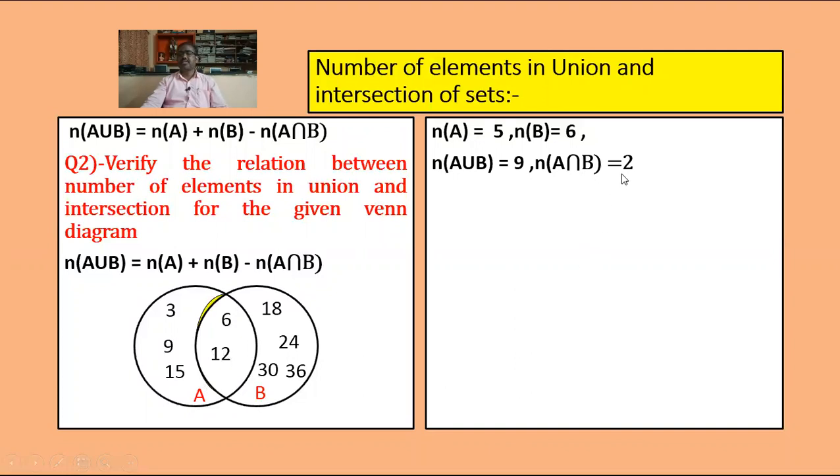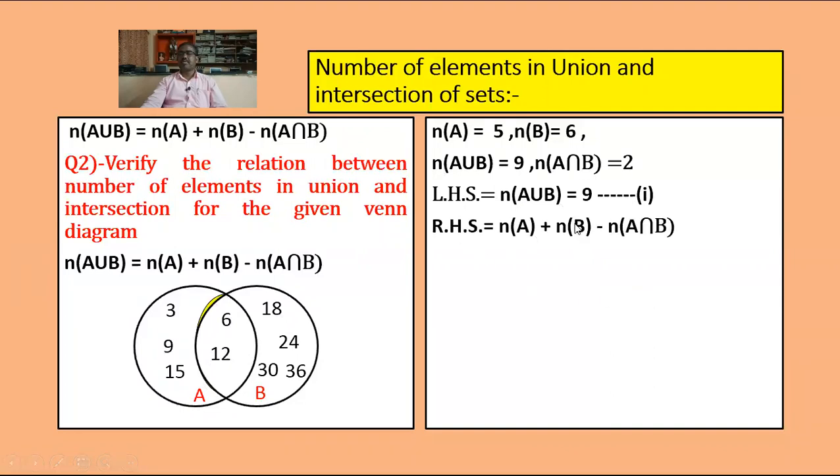n(A intersection B) is equal to, this is the common part, 6 and 12. There are two elements. Therefore, n(A intersection B) is equal to 2. Hence, on the LHS side, n(A union B) is equal to 9. We get equation number 1. And on the RHS side, n(A) plus n(B) minus n(A intersection B). n(A) is 5 plus 6 minus 2. 5 plus 6 is 11. 11 minus 2 is equal to 9. We get equation number 2.